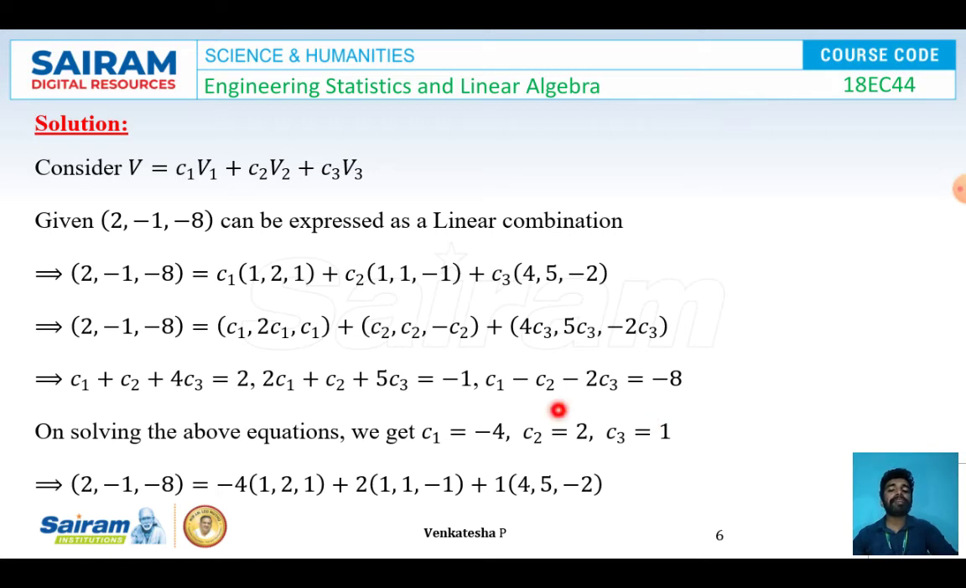Now I'll be replacing these scalars in this equation. So I got the expression (2, -1, -8) is equal to -4 into (1, 2, 1) plus 2 into (1, 1, -1) plus 1 into (4, 5, -2). After expanding this RHS part, we get the same V only. Hence we can conclude that V can be expressed as a linear combination of the given V1, V2 and V3 vectors.